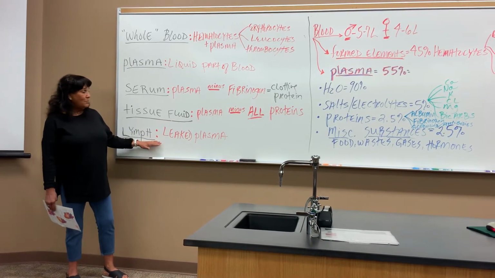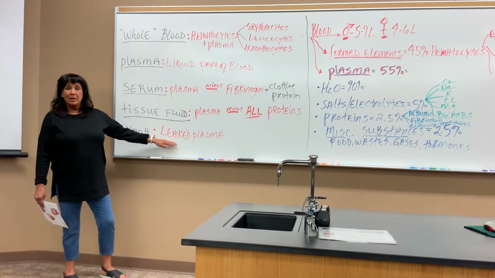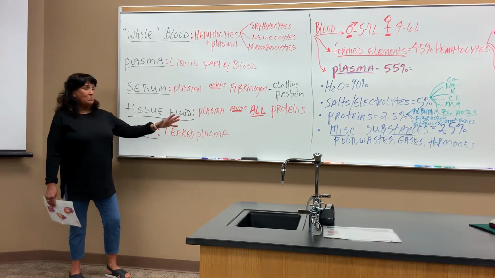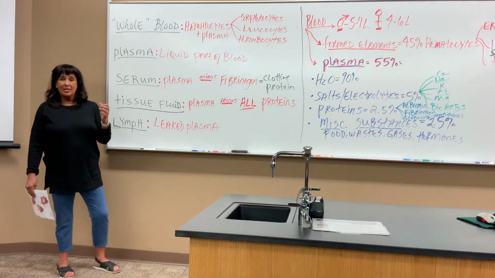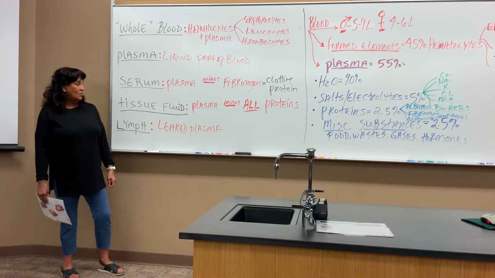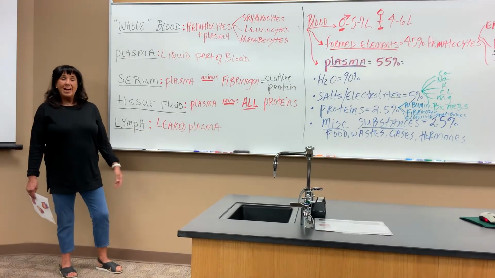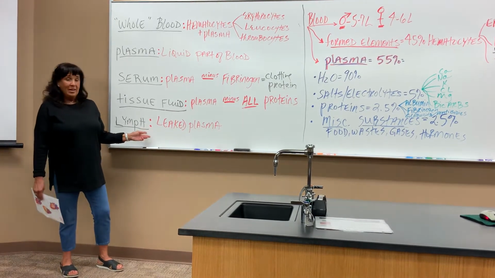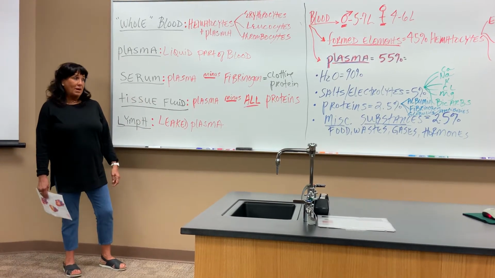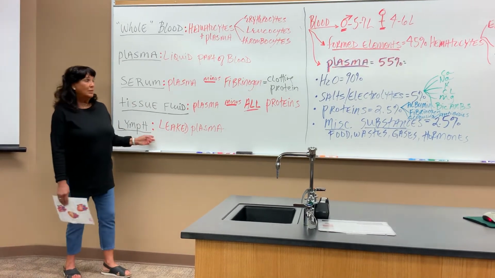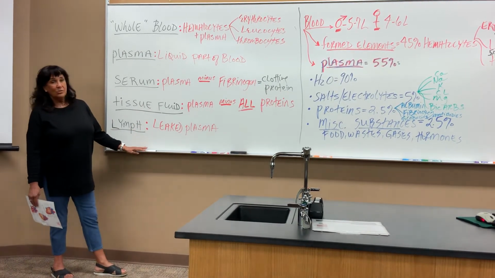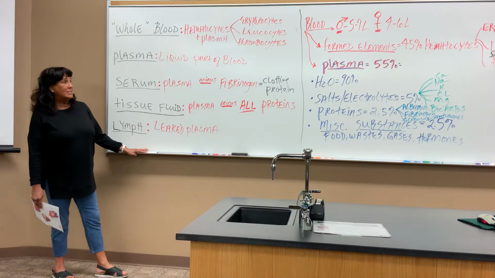Then lymph is just leaked plasma from your fenestrated capillaries, cardiovascular capillaries. All the plasma that leaks out into the intracellular spaces is called lymph, leaked plasma. What collects lymph? Lymphatic capillaries. Lymph capillaries pick up leaked plasma, and the leaked plasma is called lymph. So those are 5 extra terms that we use that are associated with blood CT.